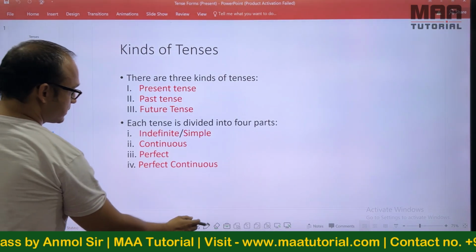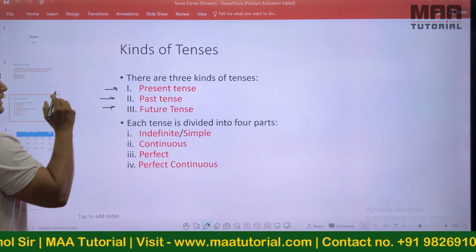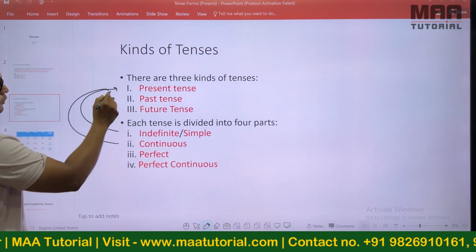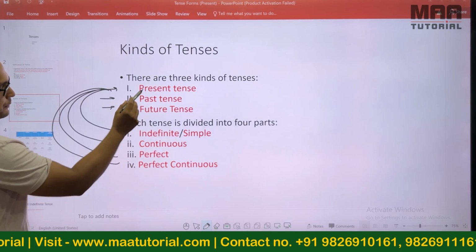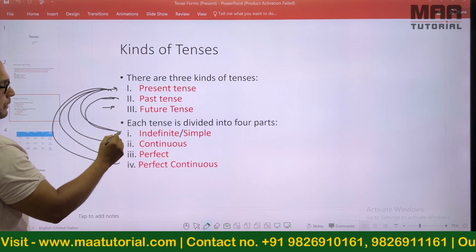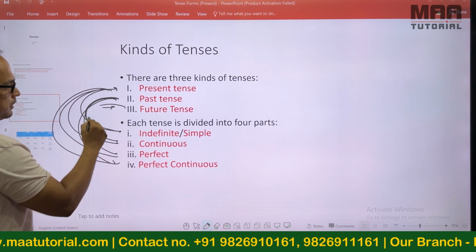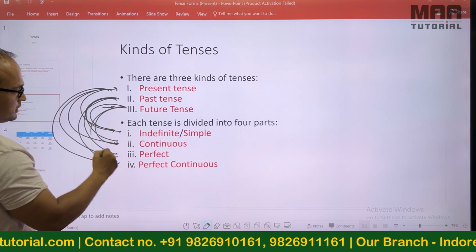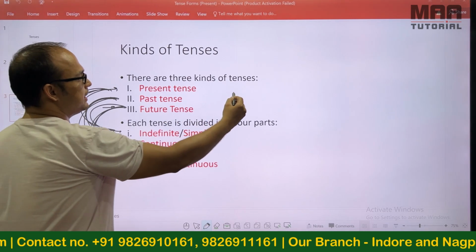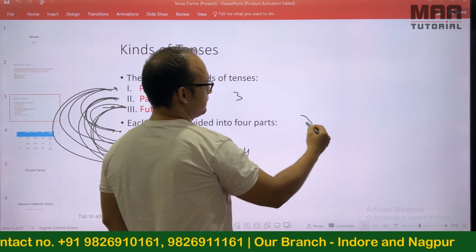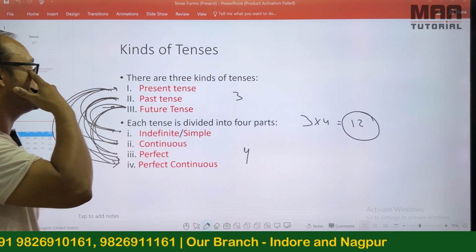See, kinds of tenses. Now first of all, tense is divided into three: present, past and future. Then each of these is further divided into four. Present indefinite, present continuous, present perfect and present perfect continuous. Past indefinite, past continuous, past perfect and past perfect continuous. Future indefinite, future continuous, future perfect and future perfect continuous. That means 3 times 4, there are in total 12 different kinds of tenses.